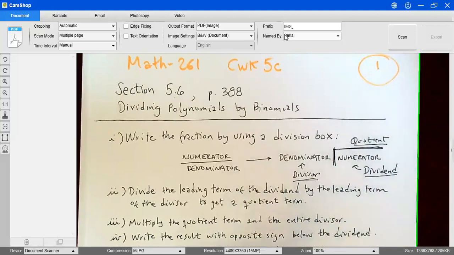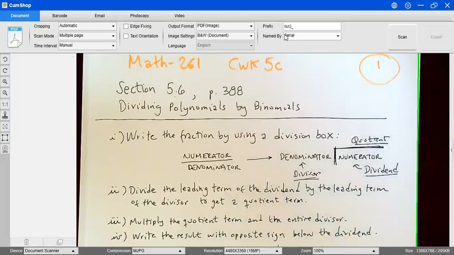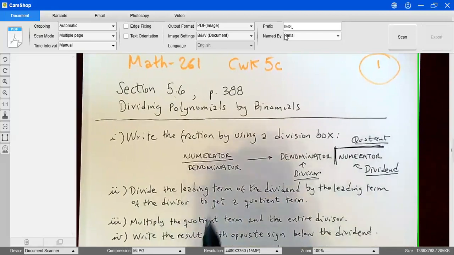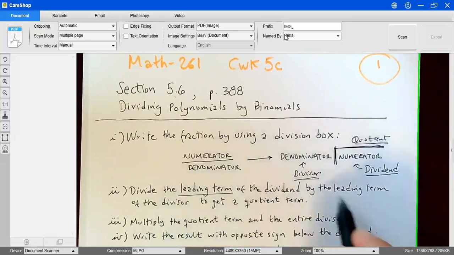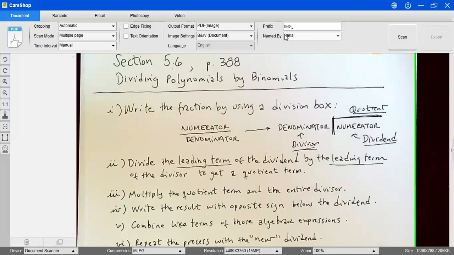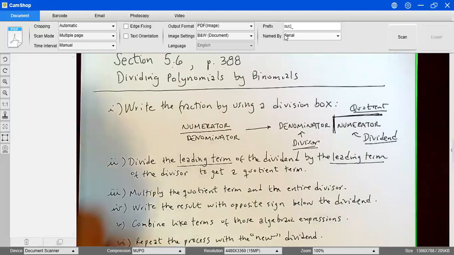Then we're going to proceed with the process that we learned at that time. We're going to divide the leading term of the dividend by the leading term of the divisor. So we're going to work on the leading terms to get the quotient term. Then we're going to multiply the quotient term and the entire divisor. We're going to write the result with opposite sign below the dividend. And then we're going to combine like terms of those algebraic expressions.